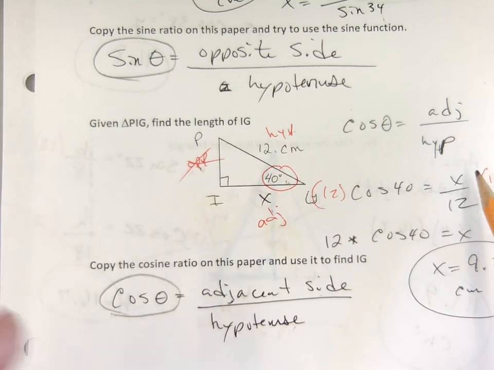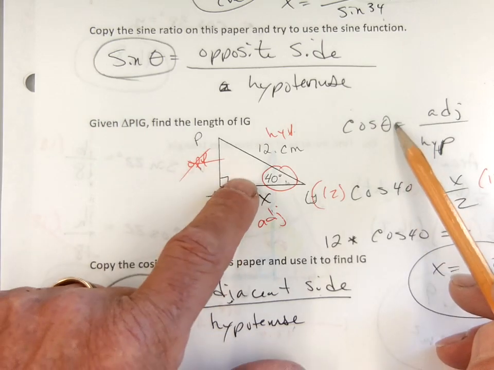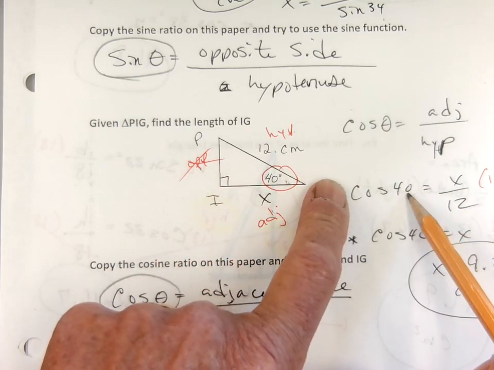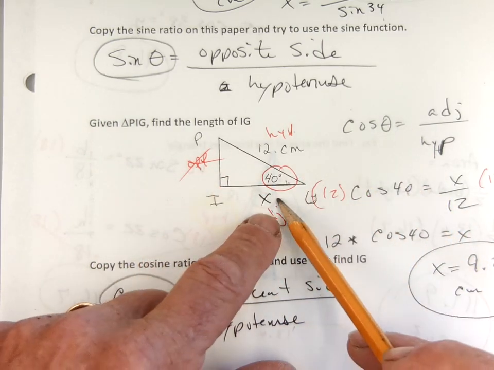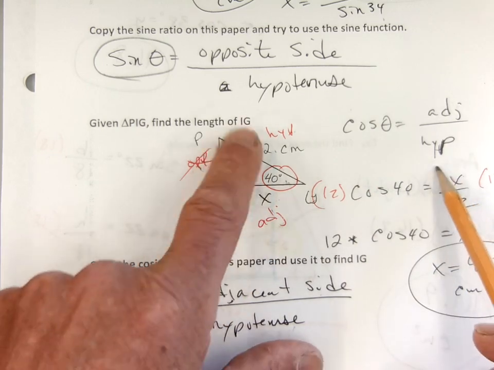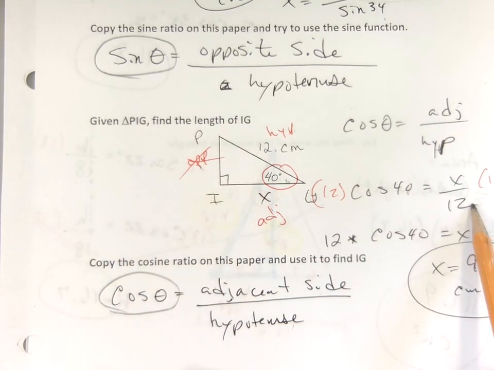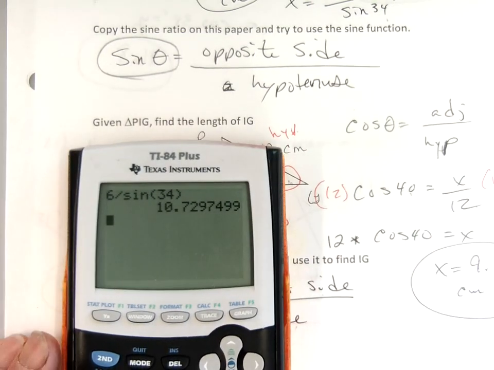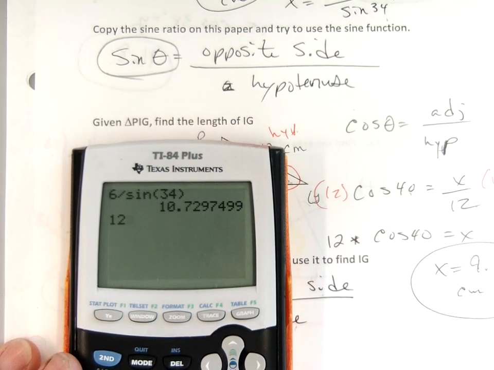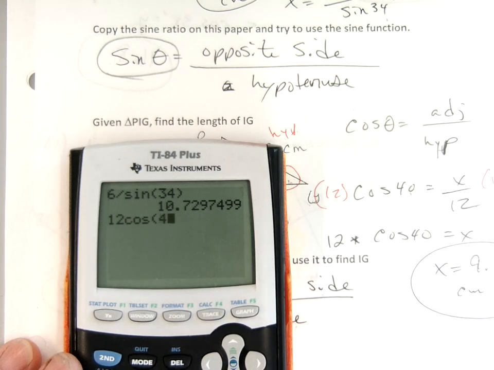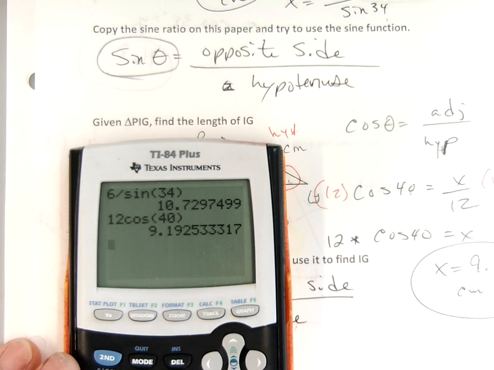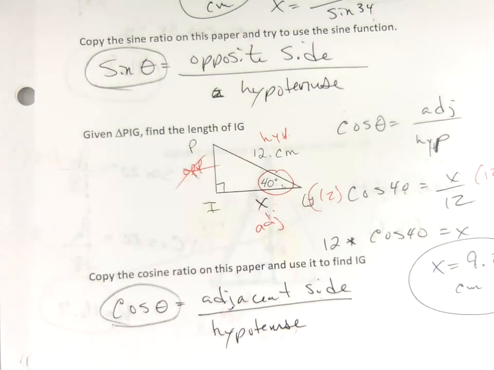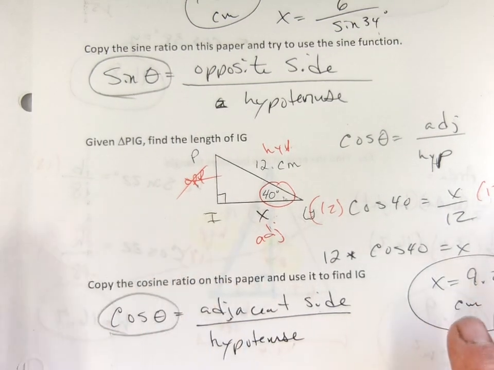So I set it up. Cosine of theta, cosine of 40, is equal to my adjacent side, which is my x, over my hypotenuse, which is my 12. And I just multiply by 12, and I just use my calculator. To do that, I went 12 times the cosine of 40 degrees, because I multiplied, and I got about 9.2. Okay, not bad. So now we have all three trig ratios.